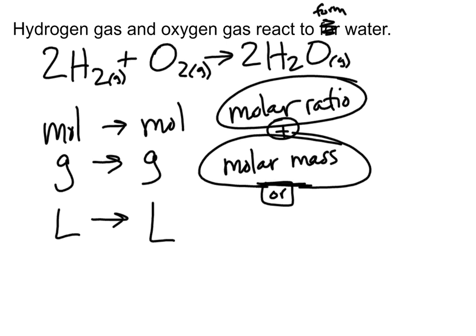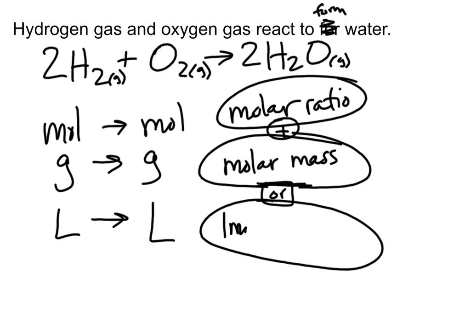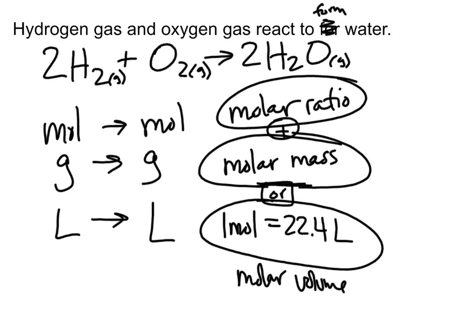If I'm dealing with liters and only liters, I need this other important piece of information, which you should have solved for when you did ideal gas laws, PV equals nRT. The volume of 1 mole of any gas at standard temperature and pressure, it does not matter what that substance is, is 22.4 liters. And that is what we call the molar volume.